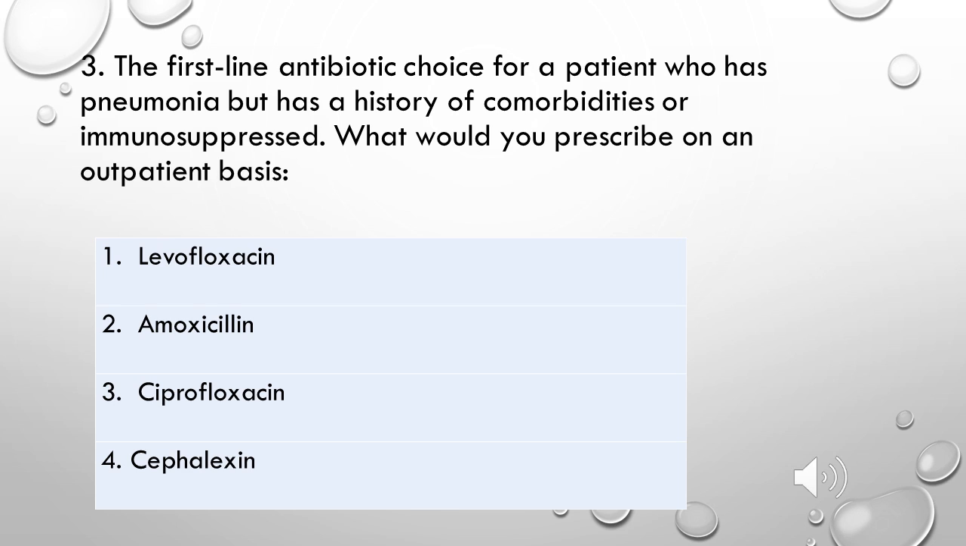Presence of comorbidities such as chronic heart, lung, liver, or renal disease, diabetes mellitus, alcoholism, malignancies, immunosuppressant condition will require a fluoroquinolone such as moxifloxacin, gemifloxacin, or levofloxacin. An alternative treatment in patients with comorbidities is a beta-lactam plus a macrolide, high-dose amoxicillin 1 gram, or Augmentin is the preferred choice.